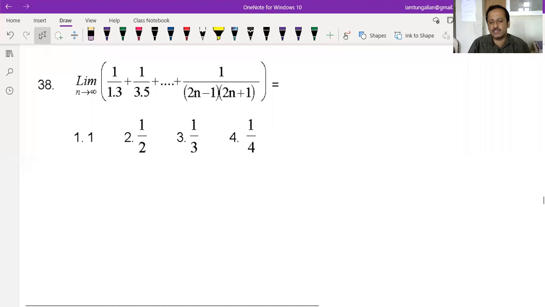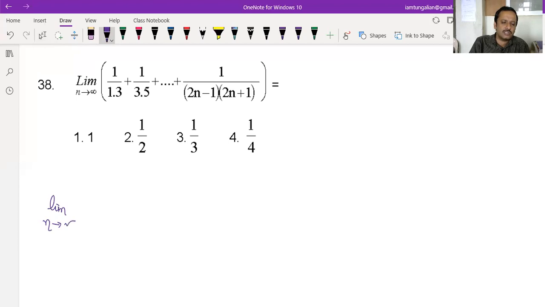Okay. Next question. Question number 38. Limit n tends to infinity 1 by 1 into 3 plus 1 by 3 into 5 plus 1 by 5 into 7 and so on till 1 by 2n minus 1 into 2n plus 1 is equal to. N is tending to infinity now, right? So now I will write like this.